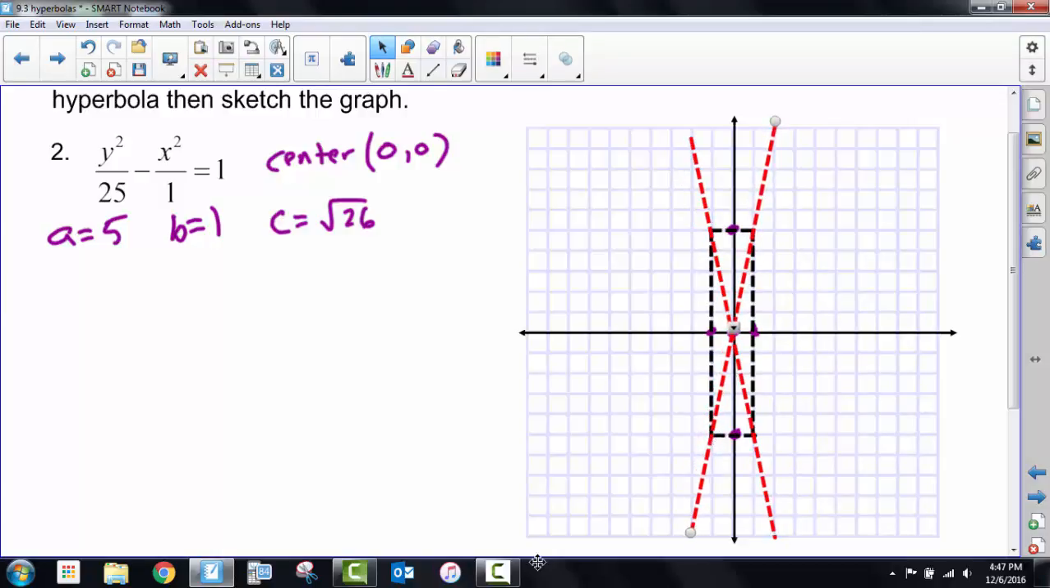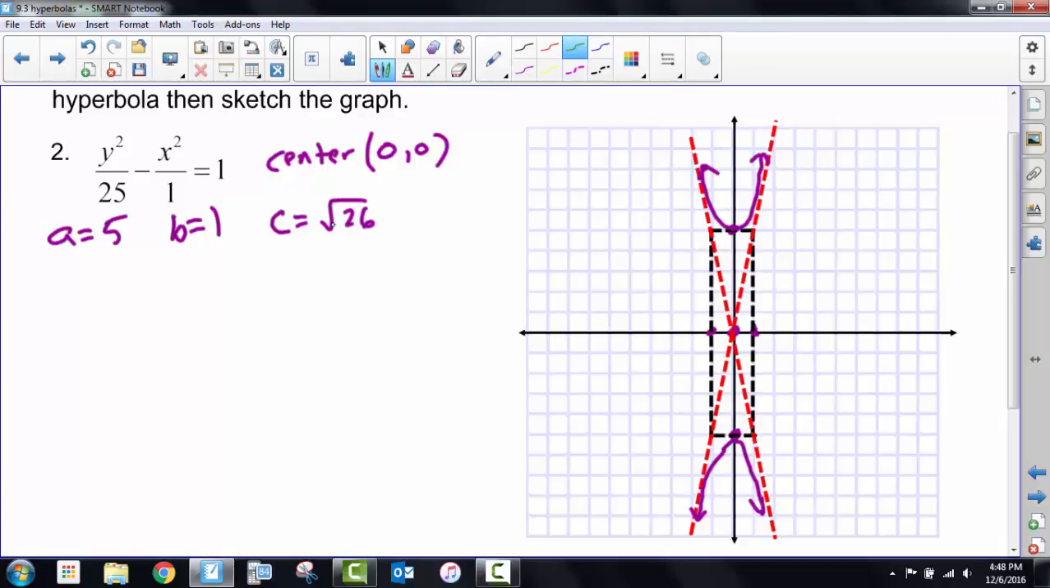I'm just getting those extended in all 4 directions here. Now again, remember this particular hyperbola is vertical, so I know that this hyperbola is going to open up and down, so I'm going to sketch using the vertices on the y-axis. Basically, it's going down and going up, like you see here.